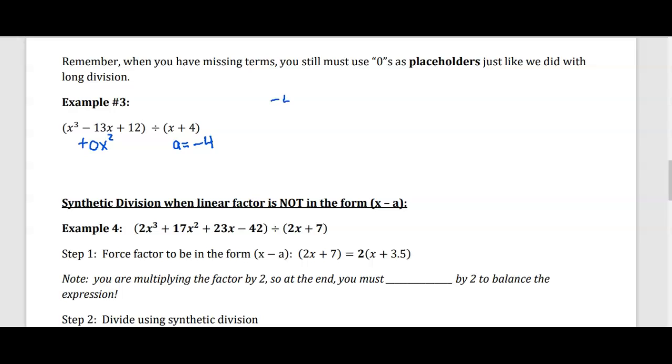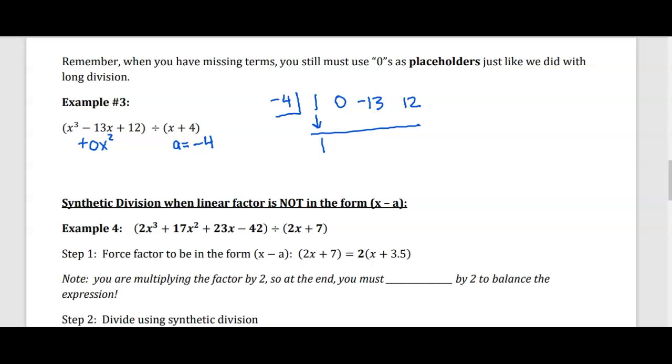So I'm going to set that up. And now I'm going to put all my coefficients of that cubic polynomial. So I have 1x cubed, I have 0x squared, my placeholder, I have -13x's, and I have 12 as my constant. I'm going to put my bar down, and you always bring down that leading coefficient of 1 here.